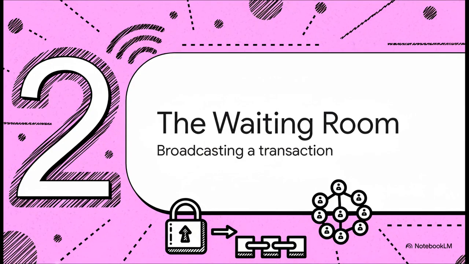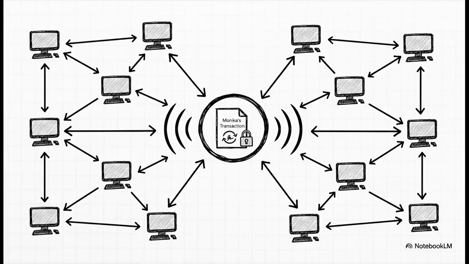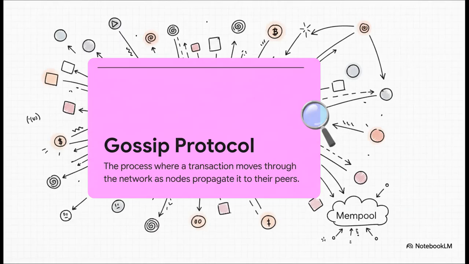All right, so Monica has built her transaction, she signed it with her private key, it's all ready to go. So, now what? Where does this thing actually go? Well, it doesn't go to some central server at Bitcoin headquarters. Instead, her wallet just broadcasts it out to a few of the other computers, we call them nodes, that it's connected to on the Bitcoin network. And from there, the transaction spreads like wildfire. It's literally called a gossip protocol. Every computer that receives it checks to make sure it's valid and then passes it on to all its friends.